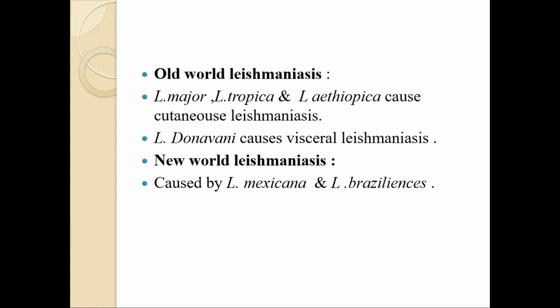Old World, mainly, Leishmaniasis types are Leishmania major, Leishmania tropica, and Leishmania ethiopica. These three types cause cutaneous Leishmaniasis. Leishmania donovani causes visceral Leishmaniasis. In the New World, Leishmaniasis is caused by Leishmania mexicana and Leishmania brasiliensis.